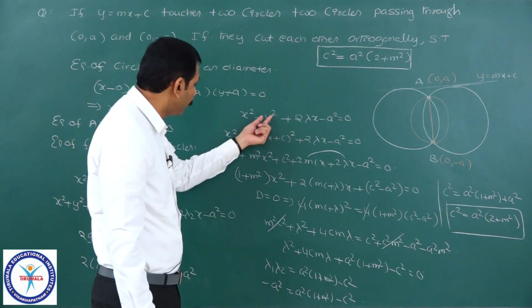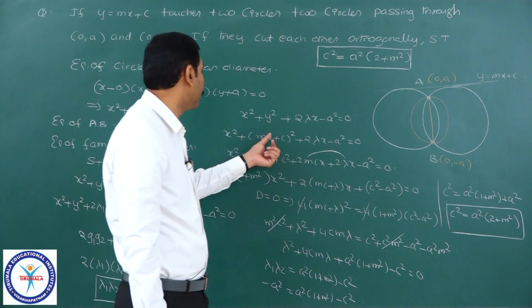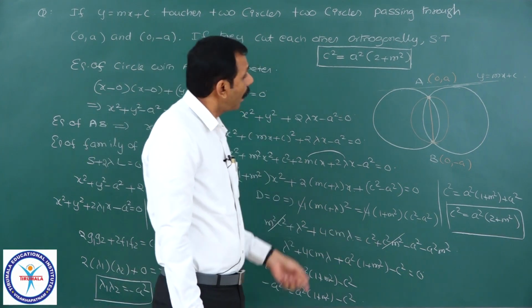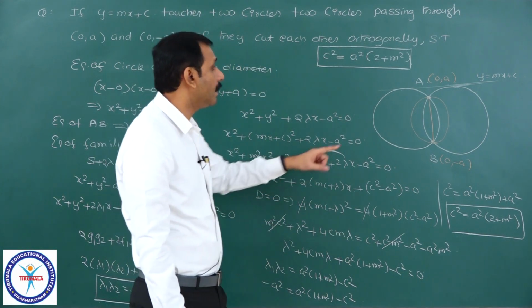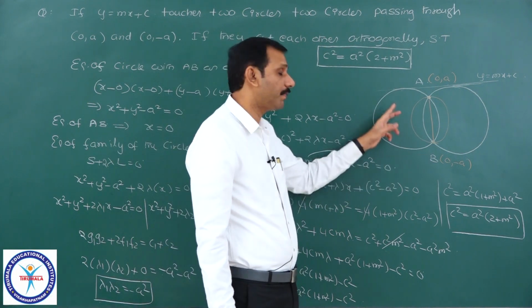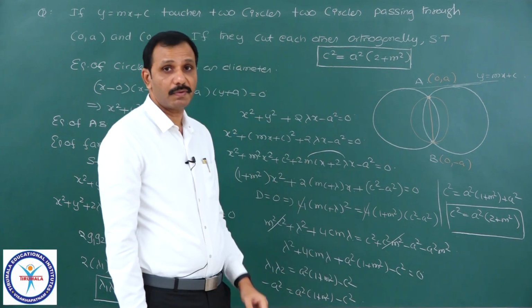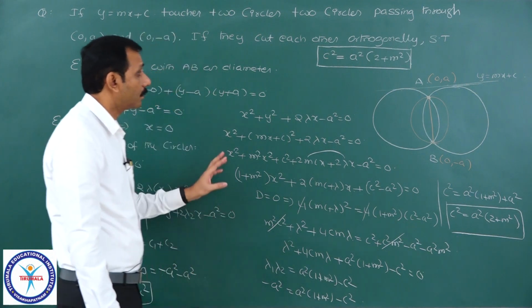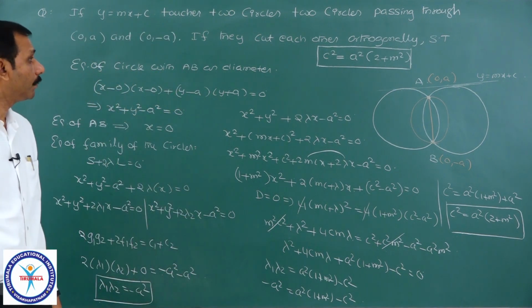Here I have substituted y equal to mx plus c and I have taken discriminant equal to 0. Or you can write radius equal to perpendicular distance also, and if you solve that, you will get the same thing only. Hope you understood this one. We will move to the next problem.